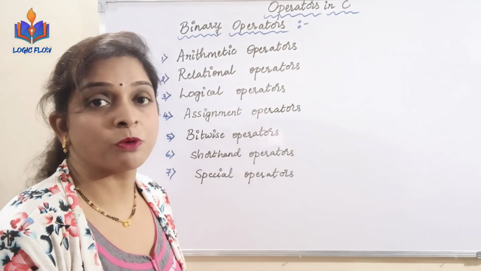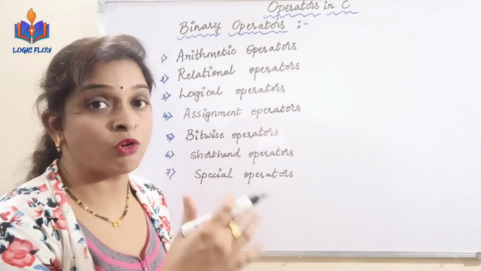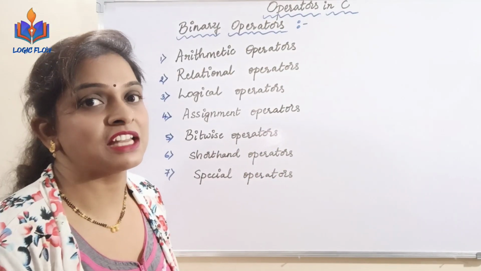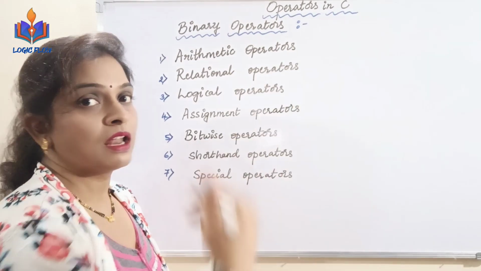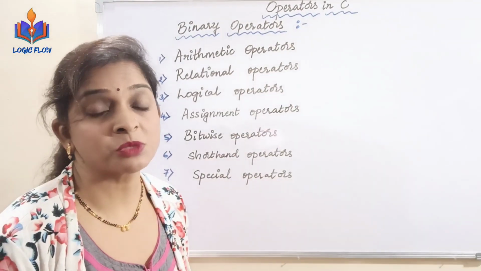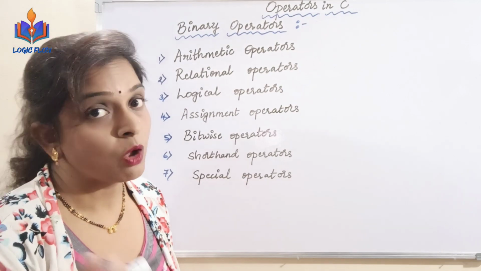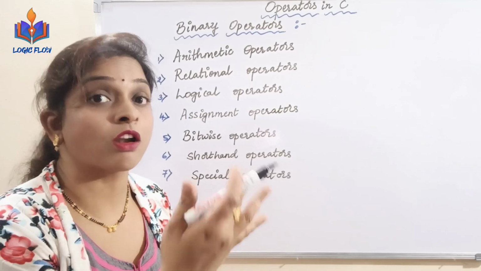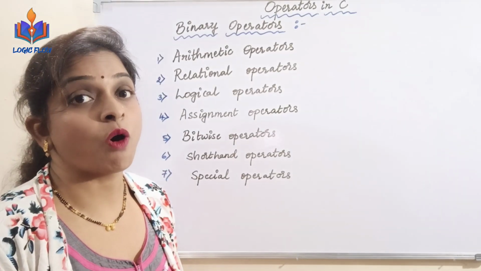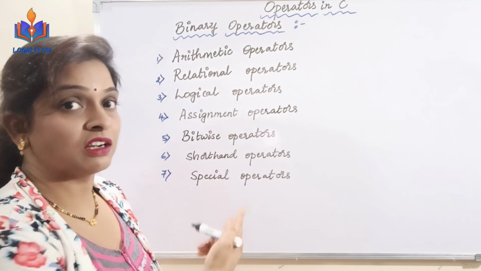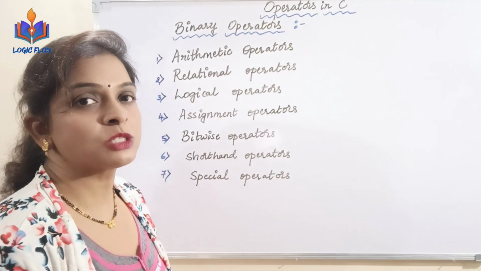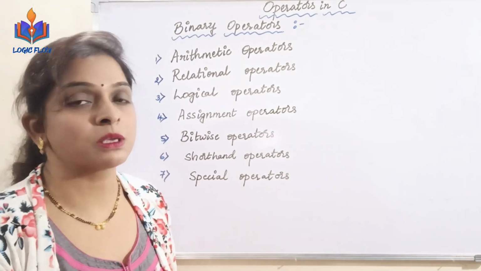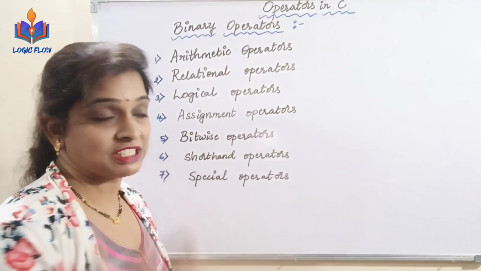Logical operators perform logical operations like and, or, not. Then you have the assignment operator, the equal to operator, which always assigns a value from the right hand side to the left hand side. Then bitwise operators, which operate on bits, zeros and ones. They perform bitwise and, bitwise or, bitwise not, exclusive or, all those operations we need to see under this category. Then we have some shorthand operators which can enhance the functionality of our program. We can perform some operations very quickly. Which are those? We'll see to that.